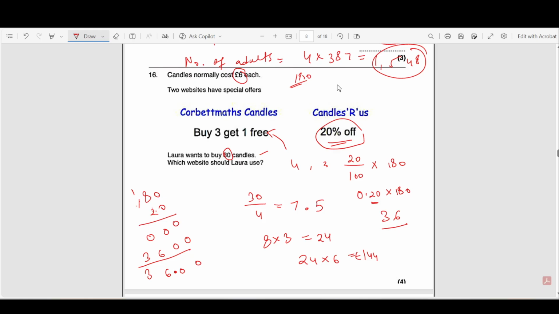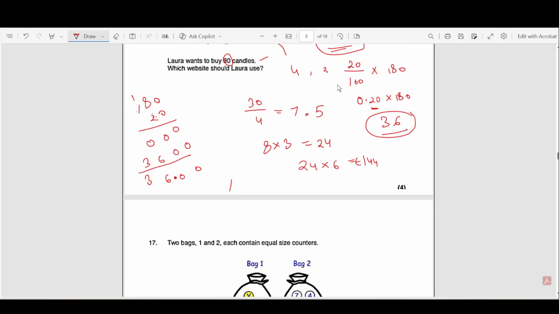Now this is the discount amount. We need to subtract it from the total amount, which is 180, which we got by doing 30 times 6. We subtract this because it is the discount from the total amount. So 180 minus 36, we get 144.